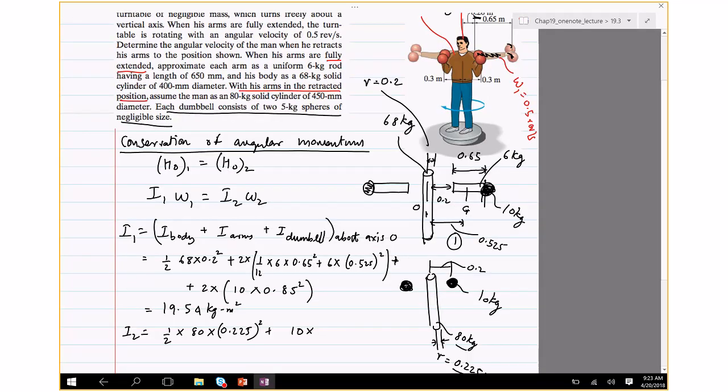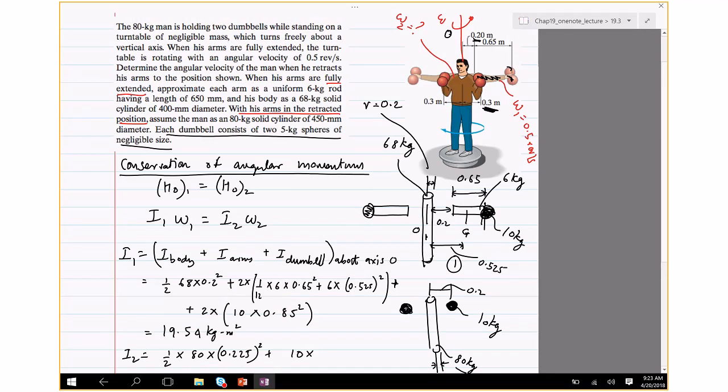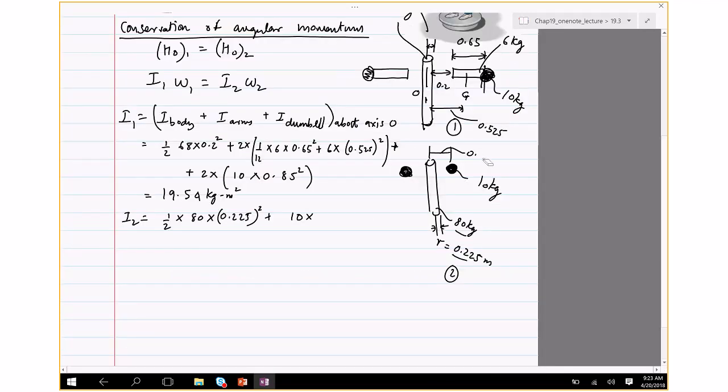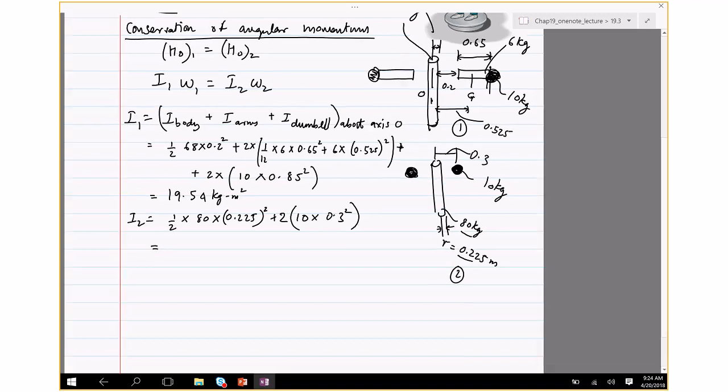Oh, sorry, it's 0.3. My bad. See this? 0.3. So 0.3 squared. Right? Since there are 2 dumbbells, I just put 2. So that comes out to be 3.825.